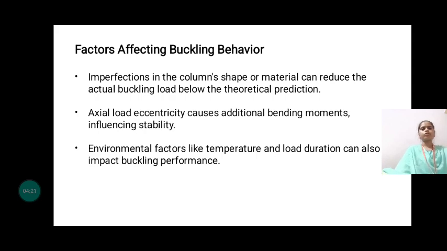Environmental factors like temperature and load directions can also impact buckling performance, and axial load eccentricity causes additional bending moments, influencing stability. The actual buckling load is below the theoretical prediction.